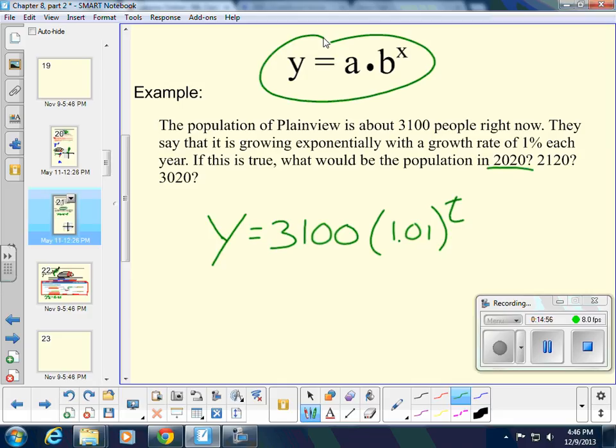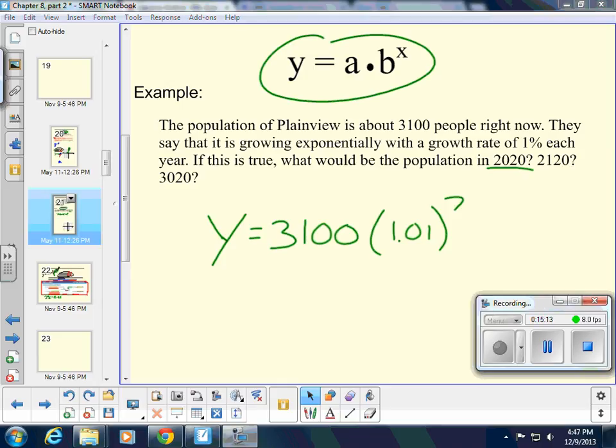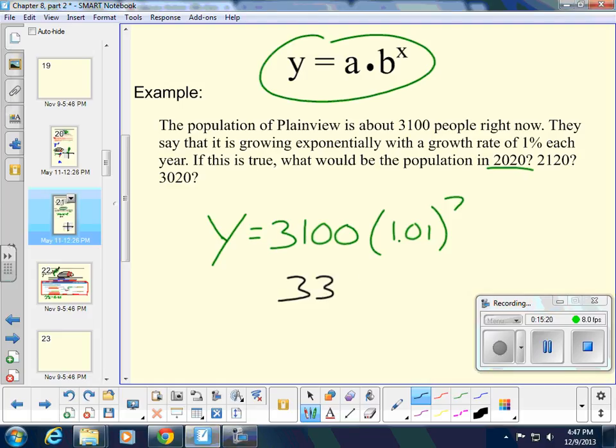If I'm talking about 2020, well, right now we'll say it's 2013. So what would I put in? I'd put in 7 for the year, because it'd be 7 years later. And I would figure out my answer here. Doing the math in my head, I'm getting about 3,324 people, something like that.